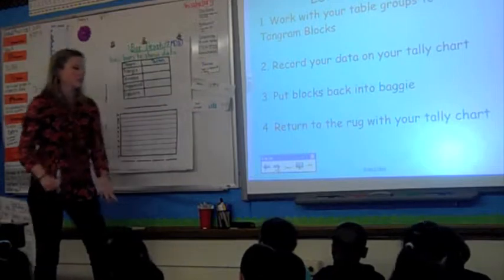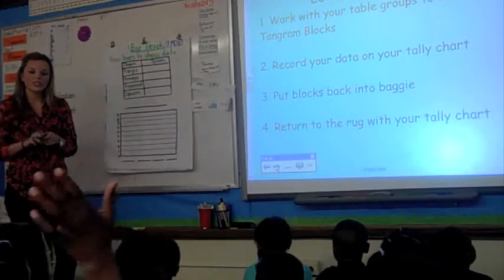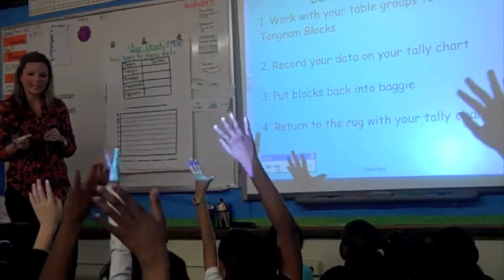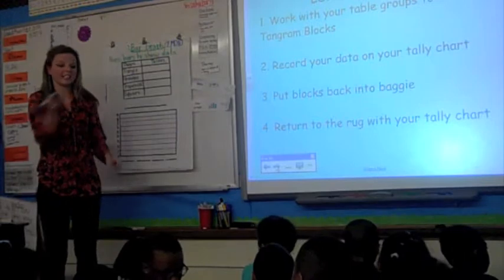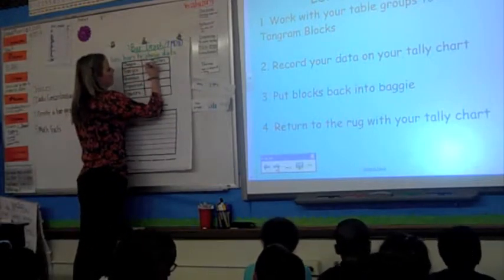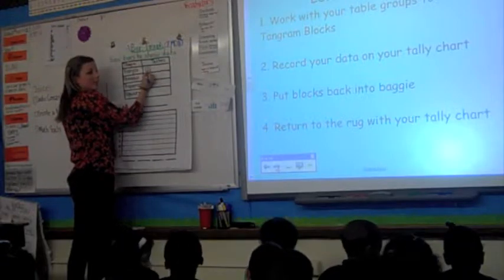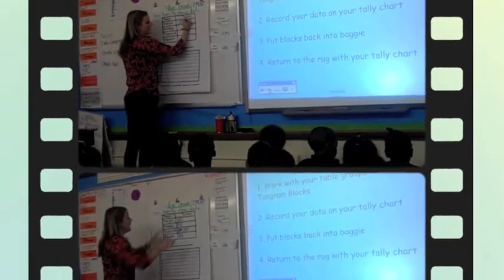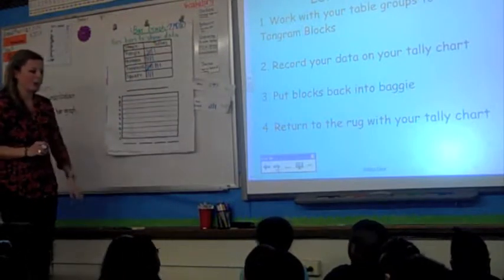Now, I want you to look at your data. How many triangles did you have in your bag? Floor? 6. So I need to put 6 tallies. 1, 2, 3, 4, and with 5 I go across, 5, 6. Now we can use that data to fill in our bar graph.